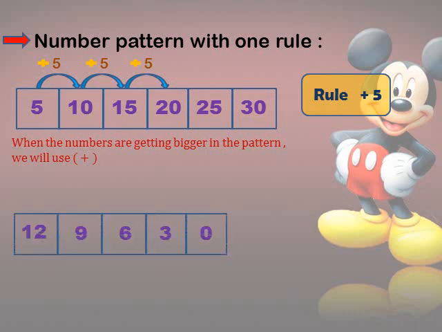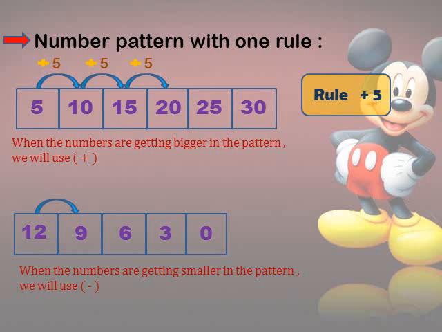Let's see another example. If I have 12, 9, 6, 3 and 0, I want to know the rule of putting the numbers like this. I'm going to ask myself: 12, 9, 6. Oh, the numbers are getting smaller. So that means we are going to move backward, which means we are going to use the sign of minus.